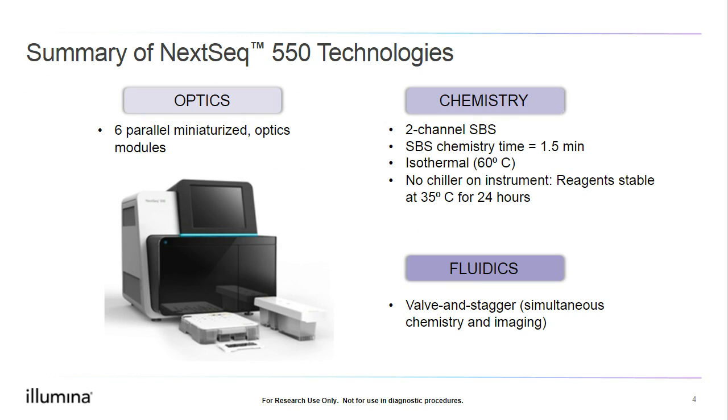Here's the NextSeq 550 technology. The NextSeq has 6 parallel imaging modules and uses 2-channel chemistry. The sequencing by synthesis, or SBS, chemistry time completes in about 1.5 minutes. The sequencing chemistry for the NextSeq is isothermal at 60 Celsius, so the entire run is at a constant temperature. Also, there's no chiller compartment on the instrument, so reagents are stable at room temperature for up to 24 hours. Fluidics are performed using a valve and stagger method, which allows for a shortened runtime.